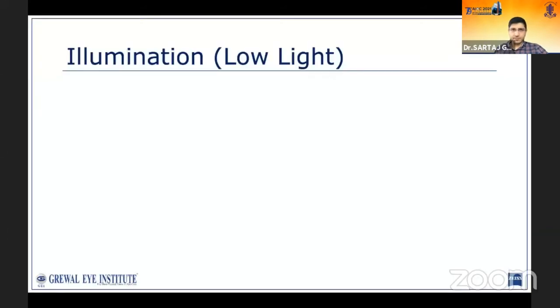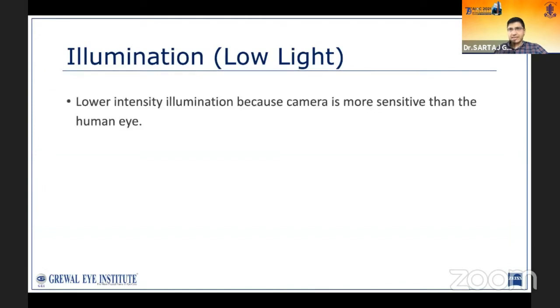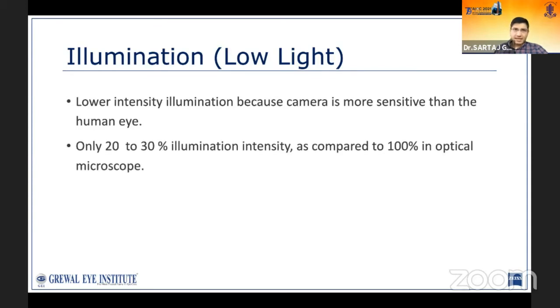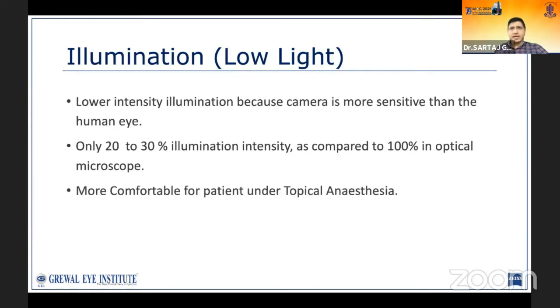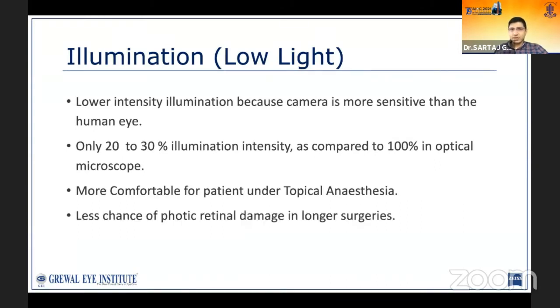the difference. One of the significant advantages of moving over to digital optics is that the cameras allow us to operate on much lower illumination intensity than we would on a traditional microscope. You can very comfortably operate at only 20 to 30% illumination intensity, improving comfort for your patients, particularly those under topical anesthesia who are trying to focus on the light itself. This can also reduce the chances of photic retinal damage during longer surgeries. The image seen on the screen has excellent contrast and colors, which you can also adjust as per your preference.